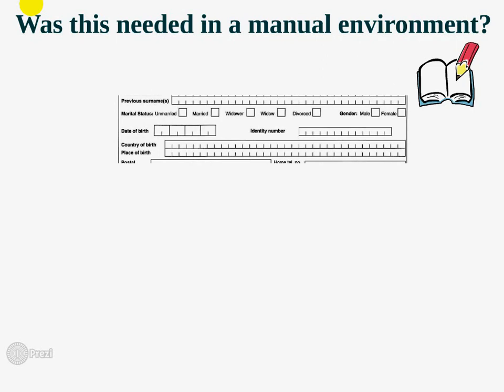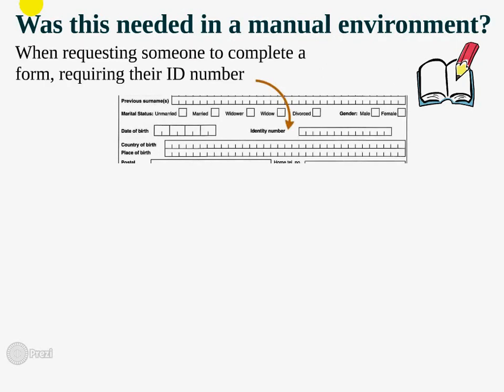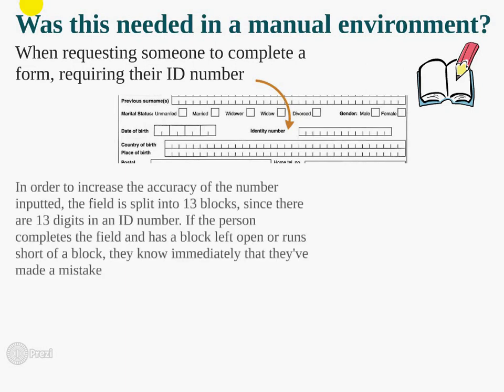Needed in a manual environment. Again, a little excerpt from a form. When requesting someone to complete a form requiring an ID number, in order to increase the accuracy of the number inputted, the field is split into 13 blocks, since there are 13 digits in an ID number. If the person completes the field and has a block left open or runs short of a block, they know immediately that they've made a mistake. So it increases the chances of accurate information.